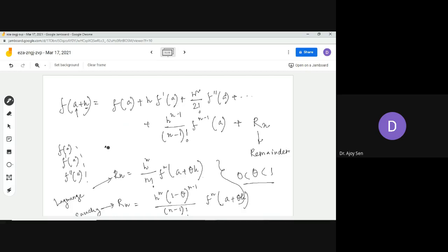For example, this is your number line, this is a, and you are considering the functional value here. Whatever things you are taking, the functional value and all the derivative values at this point, you are constructing the value here. So there must be some error, because you can't approximate this exactly in this way. This error can have these two types of form, Lagrange's and Cauchy's. So this is the Taylor polynomial.